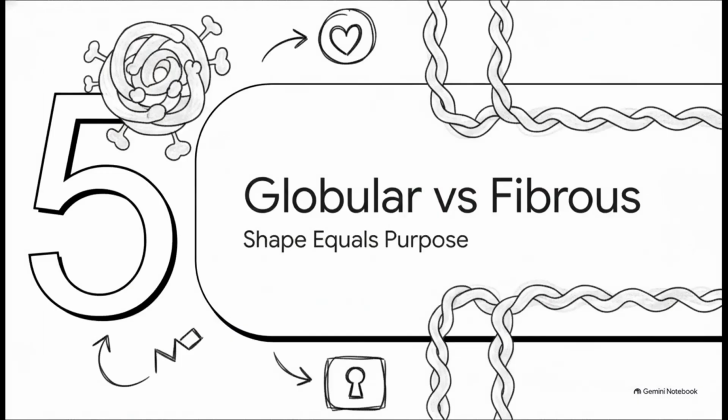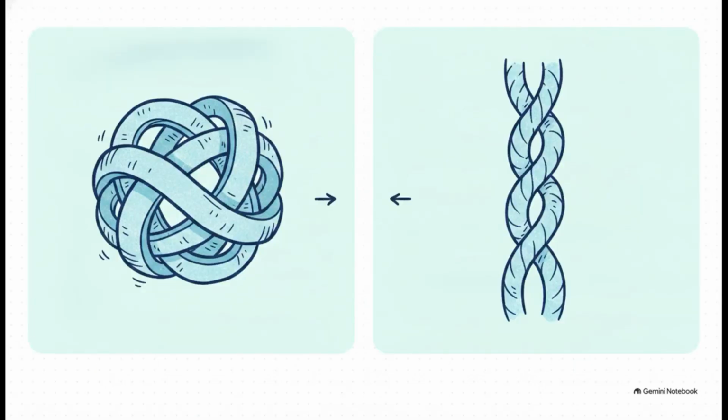Section 5. Globular versus fibrous proteins. Shape equals purpose. This brings us to the ultimate showdown, and really the central driving theme of our whole explainer today: how a molecule's final folded shape perfectly dictates its ultimate job in the human body. The contrast between the two main types of proteins is absolutely striking. On one hand, you have globular proteins. They are folded into neat spherical shapes, dissolve easily in water, and act as highly active metabolic workers.